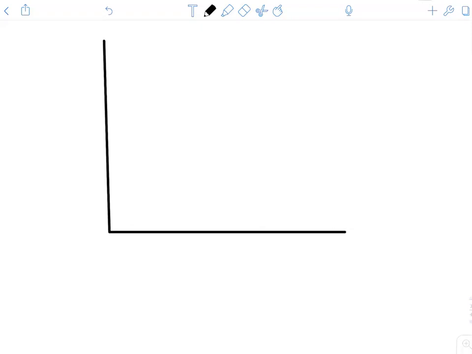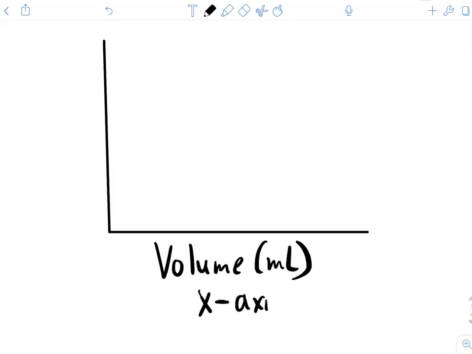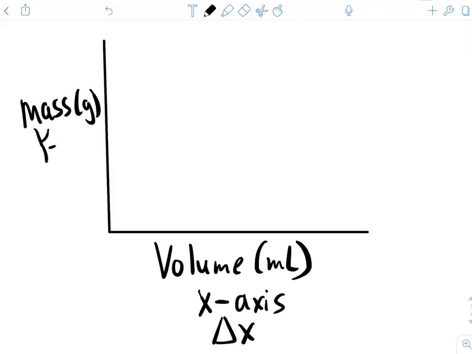And just so that you can see this in a practical sense, let's say this is my graph. So we just said that our volume, which is typically going to be in milliliters, is going to be on my x-axis, which means this is going to be my change in x. And what I mean by change in x is wherever my starting point and then my final point, that change in between that. Which means that I'm going to have my mass, which we typically use grams, on my y-axis. So this is my change in y.